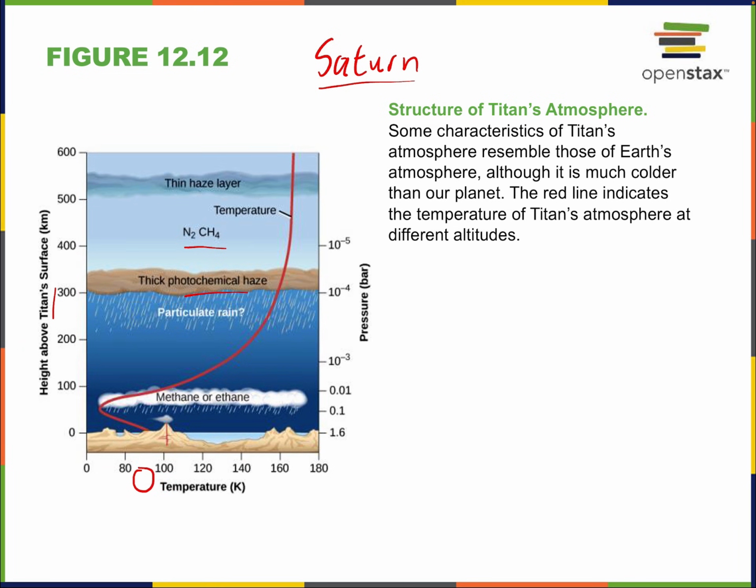Temperatures are quite cold, right? All of these temperatures are cold compared to, say, 300 Kelvin being a surface temperature on Earth. We can see that even the hottest part of the atmosphere of Titan is only 180 Kelvin, so very, very cold. Also, notice the pressures only get out to about 1.6 bar. Compare that to Earth, where surface pressures are around 770 bar. All right, so very different.